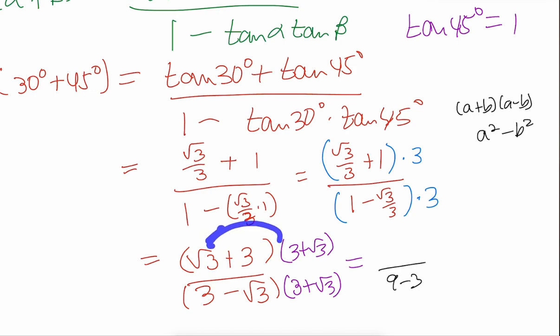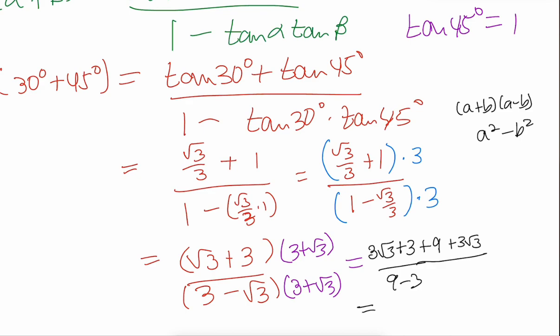So let's take the radical and distribute it. So we get 3 radical 3. Then we get plus 3. Okay, so radical 3 times 3 is 3 radical 3. Radical 3 times radical 3 is 3. And we're going to do it again. 3 times 3 is 9. 3 times radical 3 is 3 radical 3.